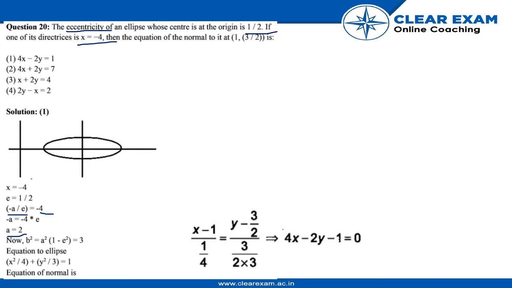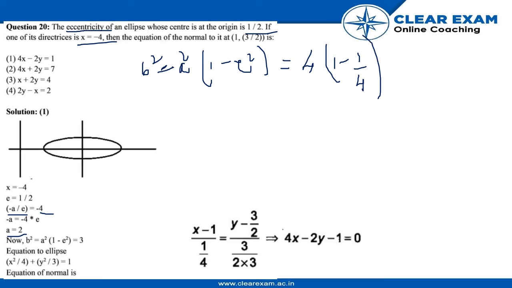Now we will simply compute the value of b square, that is a square times 1 minus e square. Here just put the value of a square, that is 4, and 1 minus e square, that is 1 minus 1 by 4. And once you solve it, the value of b square is coming out to be 3.